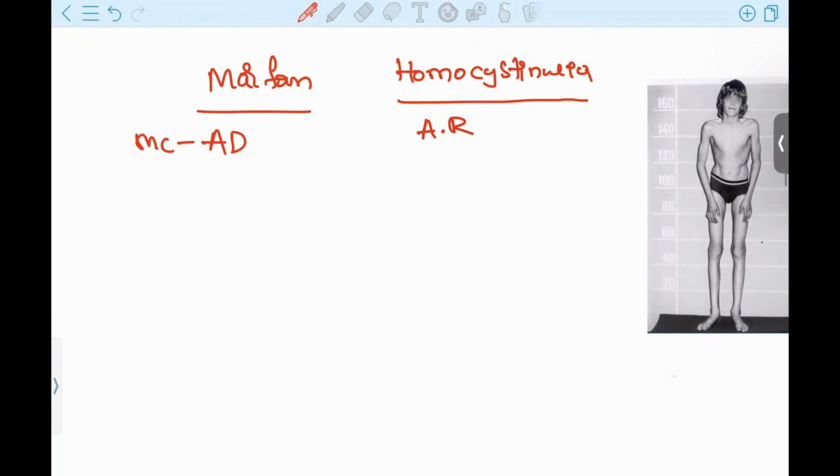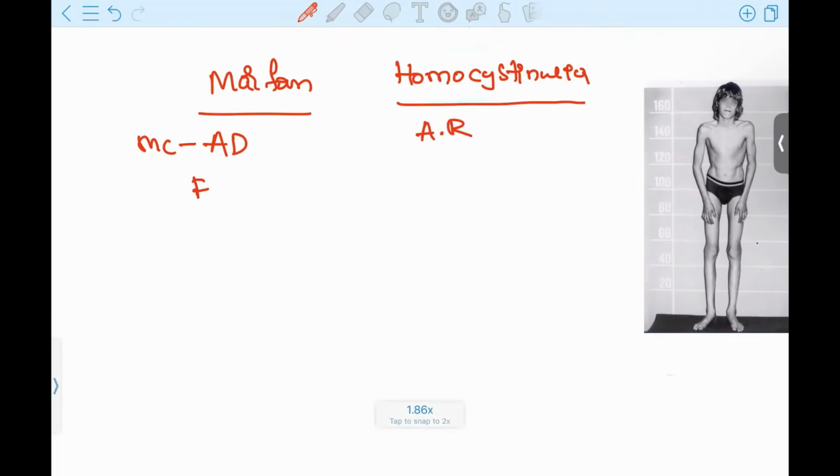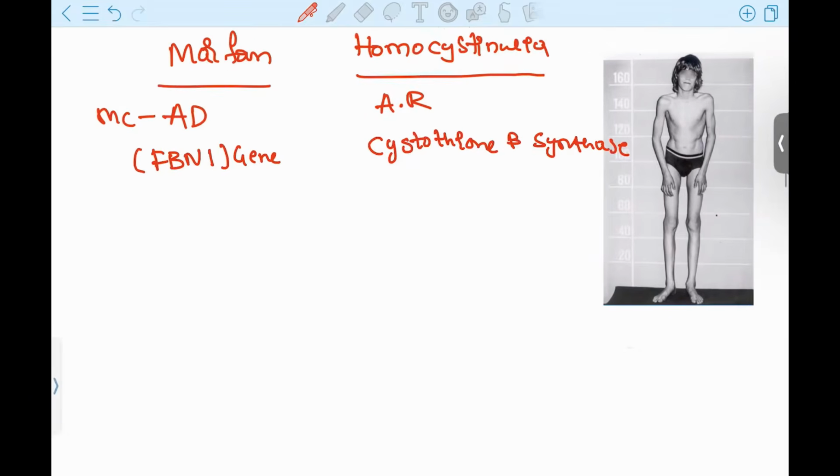Marfan syndrome is due to FBN1, so the fibrillin gene is deficient in this patient. The fibrillin gene is deficient in Marfan syndrome. That gene is not associated with homocystinuria. Instead, the cystathionine beta synthase enzyme is deficient in homocystinuria. So that's why this patient will present with this condition.